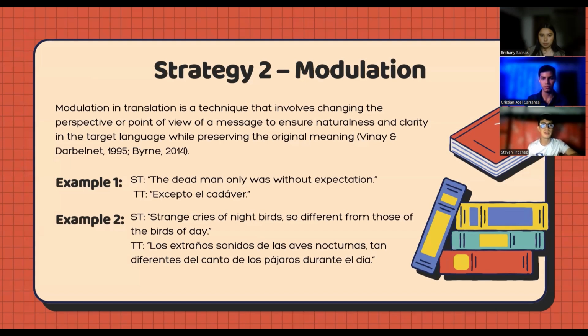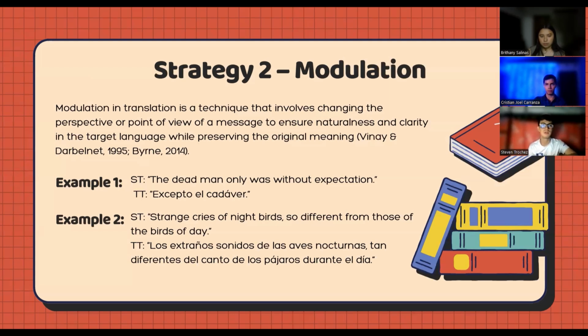The second strategy is modulation, which involves changing the point of view or perspective to make the sentence more idiomatic in the target language. These concepts come from Vinay and Darbelnet in 1995, and it is expanded by Byrne in 2014. In example number 1, in the source text, we have the dead man only was without expectation. And in the target text, we have excepto el cadáver. The translator changed the sentence structure and viewpoint completely, which reflects what Byrne calls a free modulation.